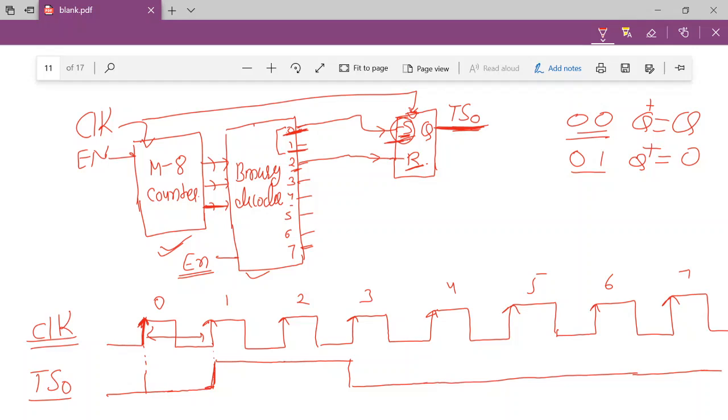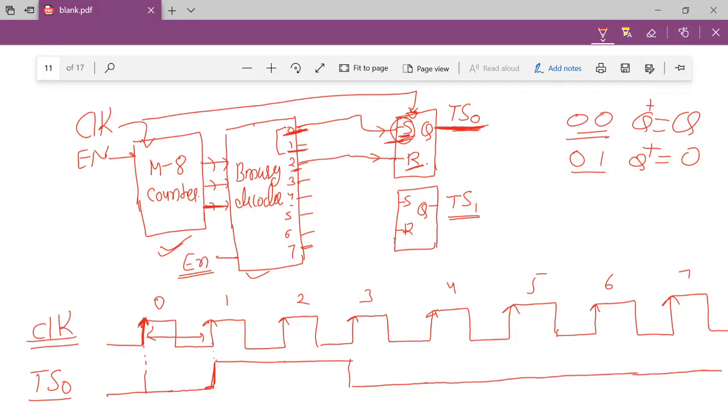Suppose I want to produce a signal which remains high for 4 clock cycles. So again let me use an SR flip-flop here. I'm assuming that you are able to understand what I am doing here. First of all, you should know what the objective is. We want to produce signals with different duty cycle, right?